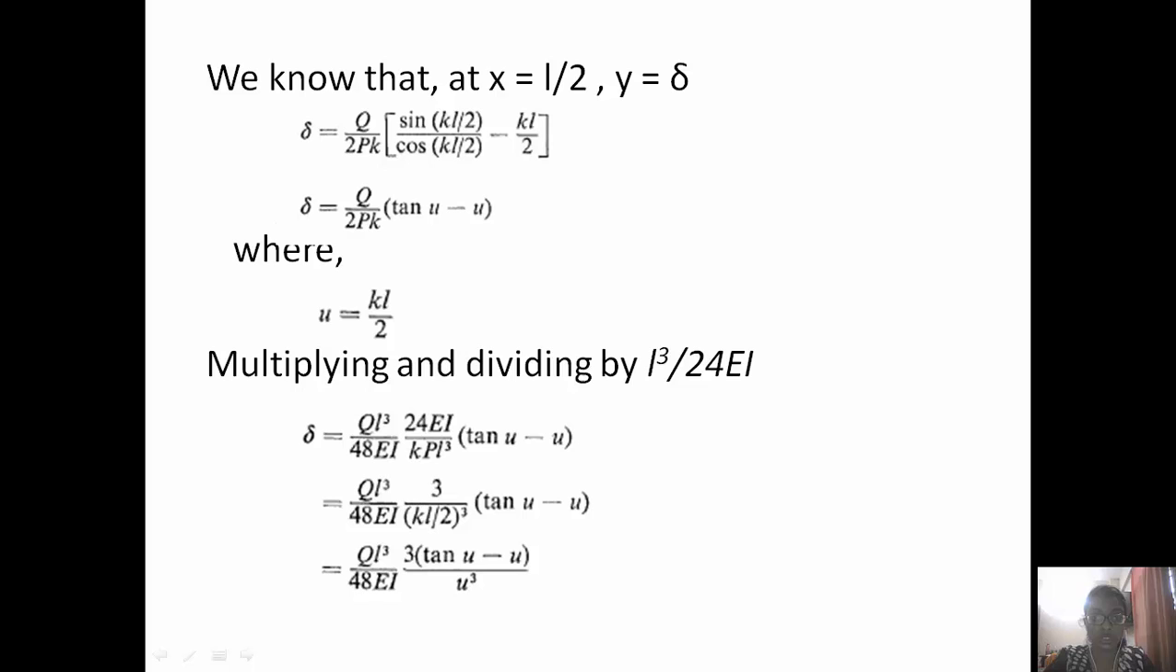Multiplying and dividing the same equation by L cube by 24EI, we obtain delta is equal to QL cube into 24EI divided by 48EI into kPL cube into tan u minus u. After resolving, the final equation that we get is QL cube by 48EI into 3, the whole bracket opens, tan u minus u divided by u cube.